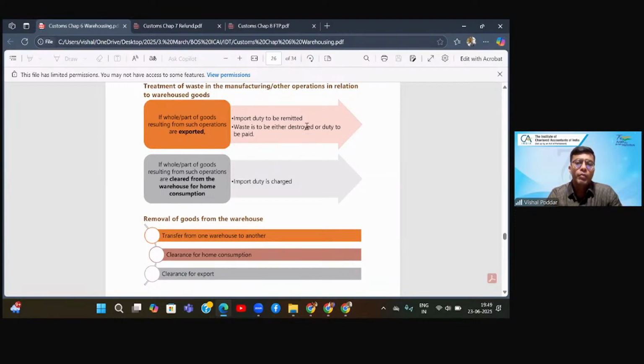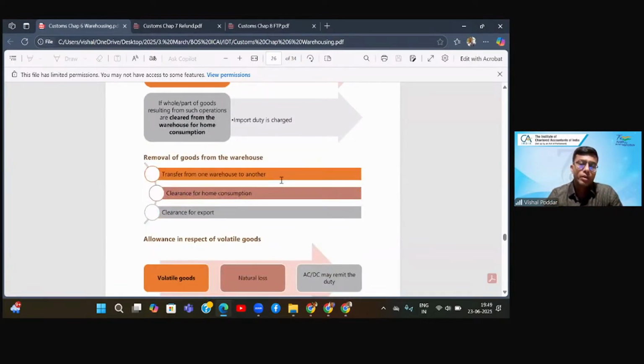If not, if you want to remove the waste into India, then you pay the duty and remove. Second, if the final product you are going to clear for home consumption, that is, you are going to bring the final product in India, in that case, there is no benefit for the import duty applicable. You have to now pay the import duty.